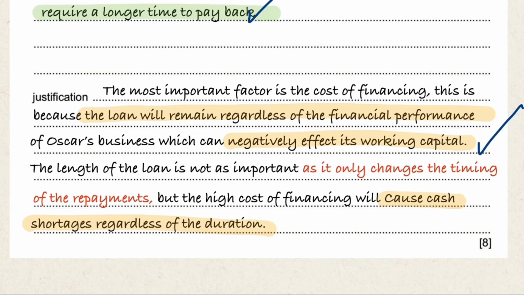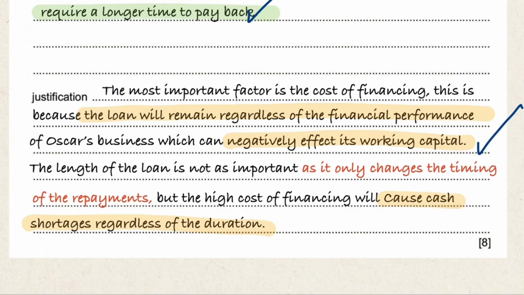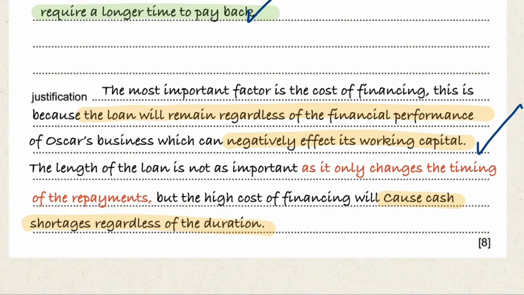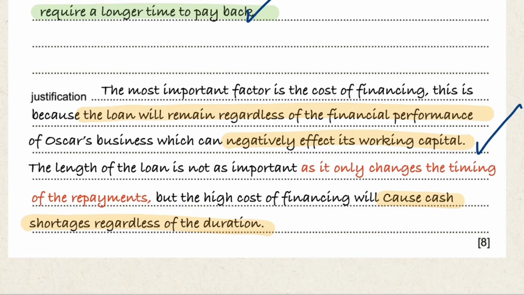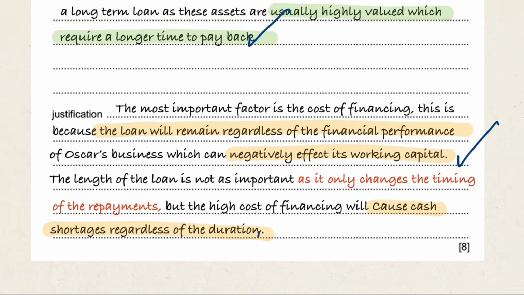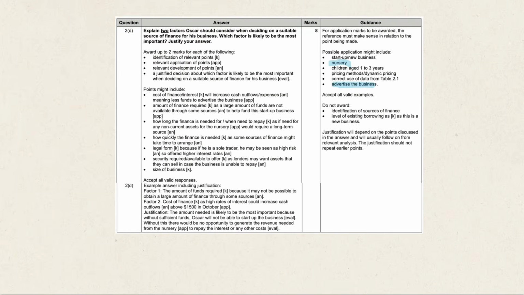So now for the second evaluation, I need to justify why the cost of financing is more important than the length of loan. So in here, I've said the length of the loan is not as important, as it only changes the timing of the repayments, but the high cost of financing will cause cash shortages regardless of the duration. And here's the mark scheme. As you can see here again, for the application, I have chosen nursery and advertise.